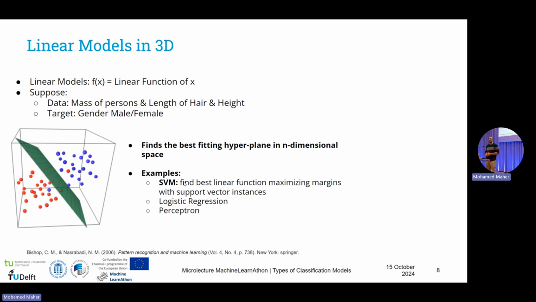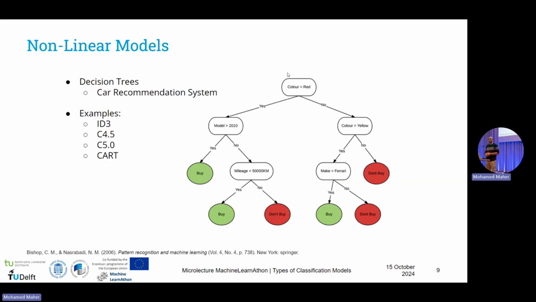One of the most popular linear classification algorithms is called support vector machine, which tries to find the best linear function, maximizing the margins between the support vector instances. Another example is logistic regression, which is one of the most popular classification algorithms. And also the linear perceptron could be one of the linear algorithms. So we have a family of different linear algorithms, and these are some examples.